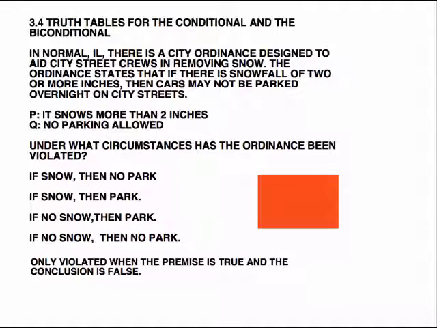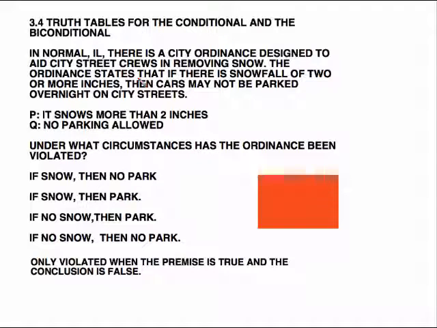This video is section 3.4, which is truth tables for the conditional and the biconditional. In section 3.3, we looked at truth tables for and, or, and negation. So we are continuing the truth table concept with the conditional and the biconditional.